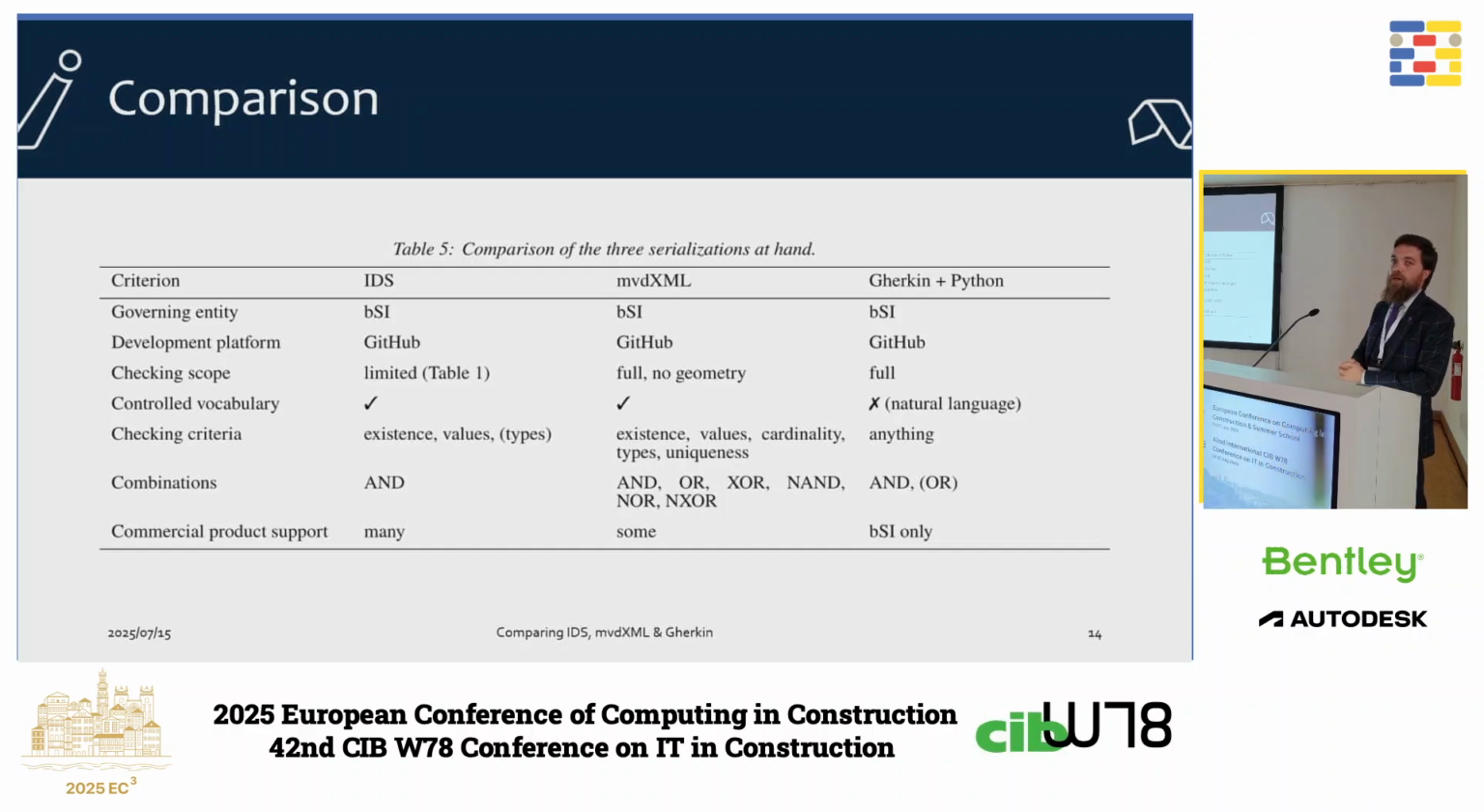But also if you look at how available it is to the community, of course. It's one thing to have the standards, but it's also how available it is for everybody to use. There are a lot of IDS implementations out there. For mvdXML, there's a limited implementation. And of course, the Gherkin and Python implementation is buildingSMART International only.